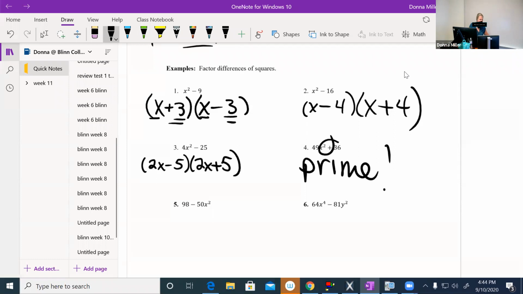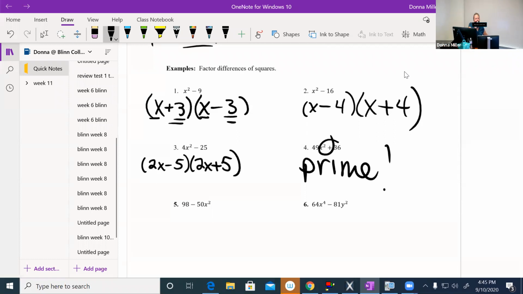When you look at number 5, there's one thing you should always do first, and that's take out the common factors. No matter what you're doing when you're factoring, take out the common factor first.